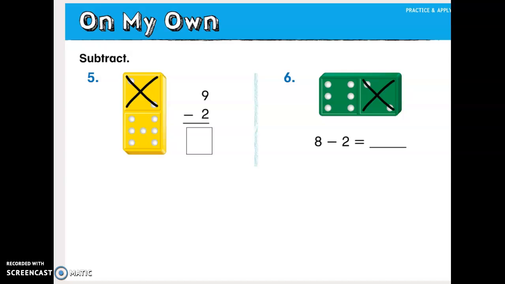Okay, so this is your on your own page. So I want you to go ahead and do problems 5, 6, 7, 8, 9, 10, 11, 12, 13, and 14, all on your own. Okay, I'm not sure if it recorded that, but this is your on your own page, so hopefully you are able to do all of those problems on your own.